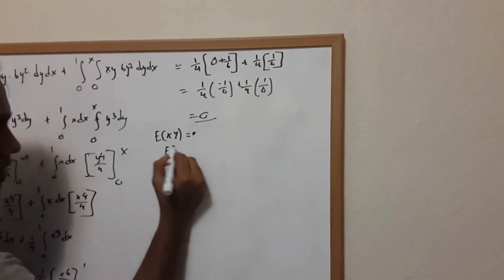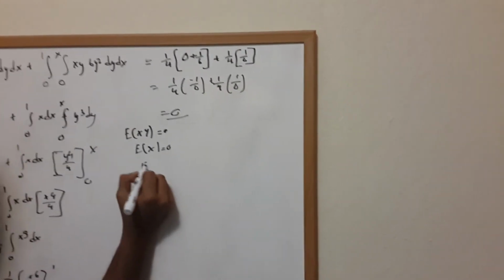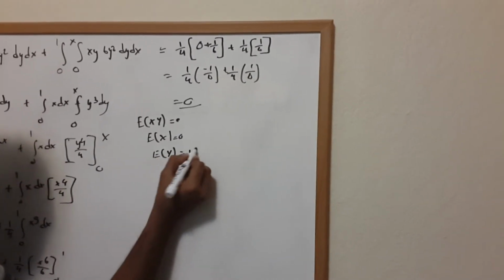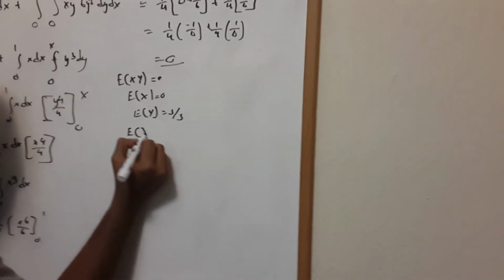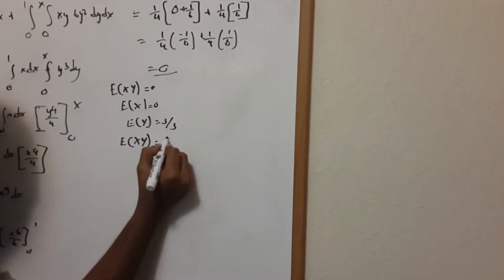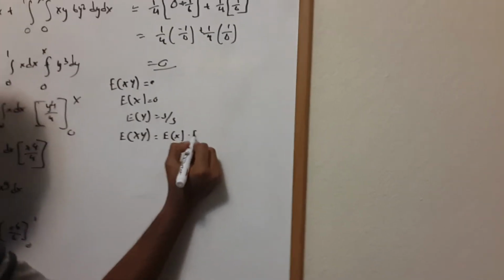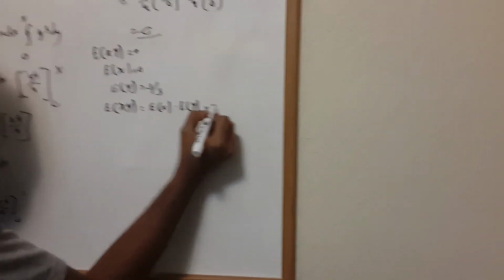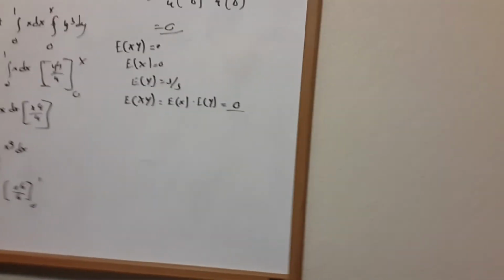And E of x equal to 0 and E of y equal to 3 by 5. So E of xy equal to E of x into E of y, equal to 0. So x and y are uncorrelated functions.